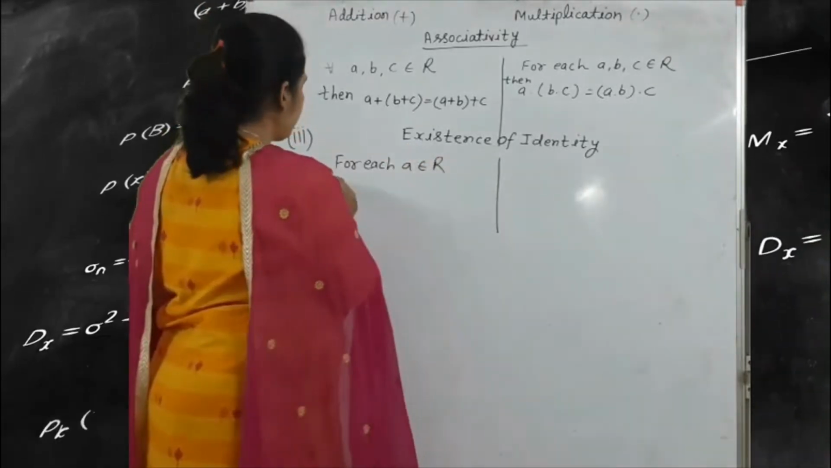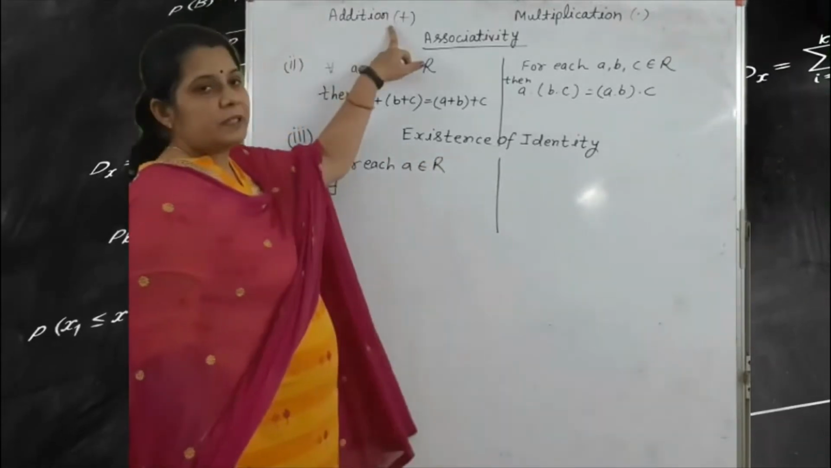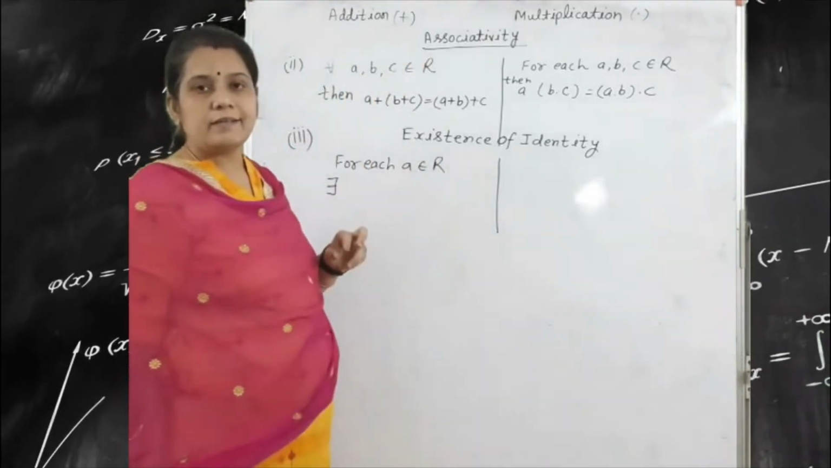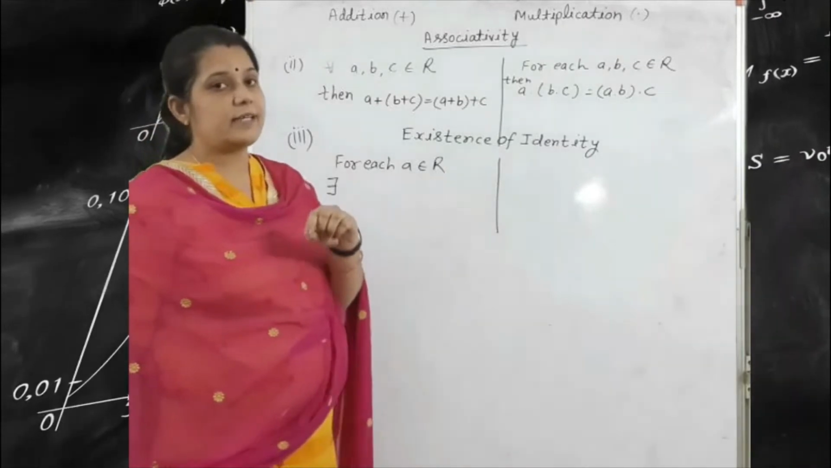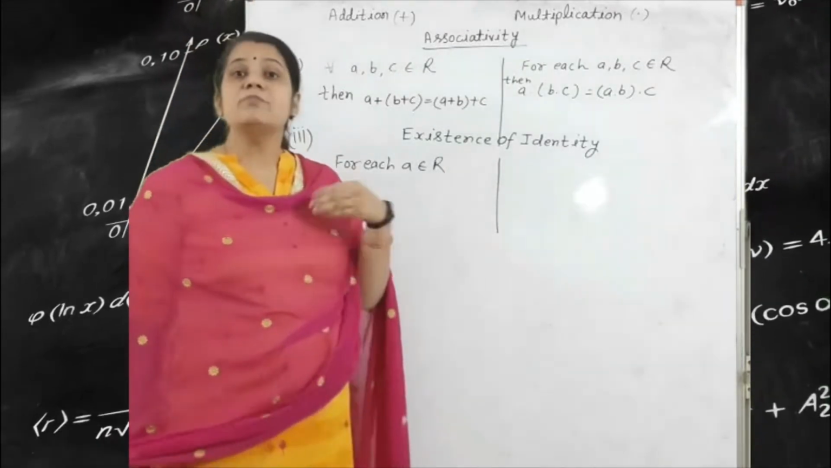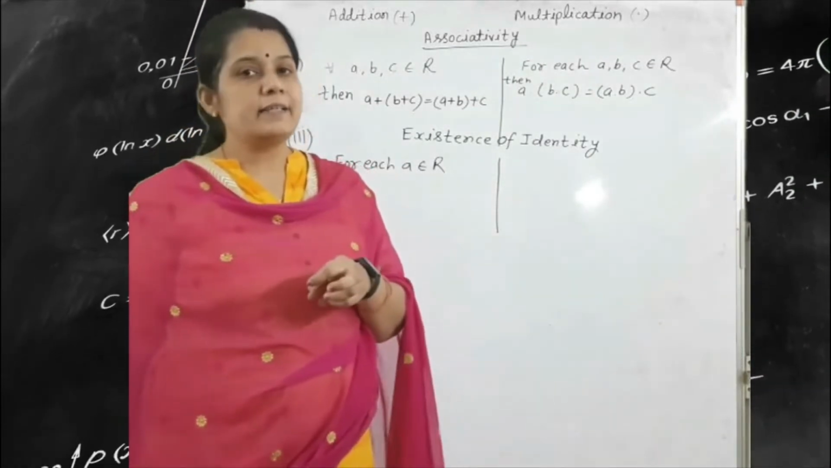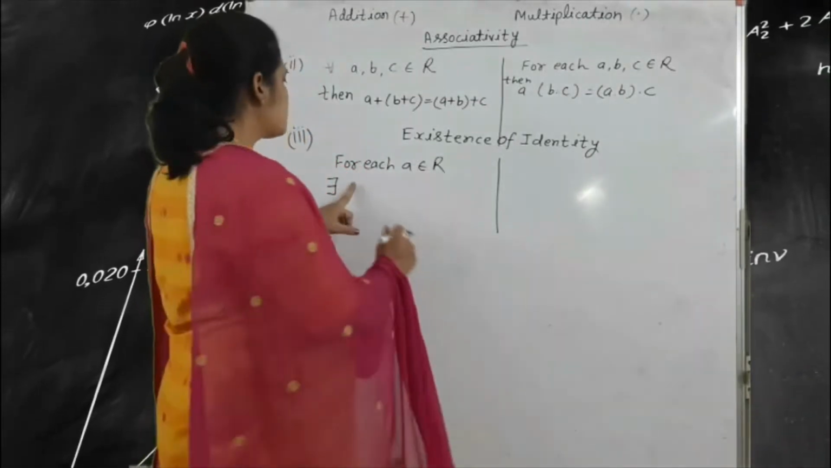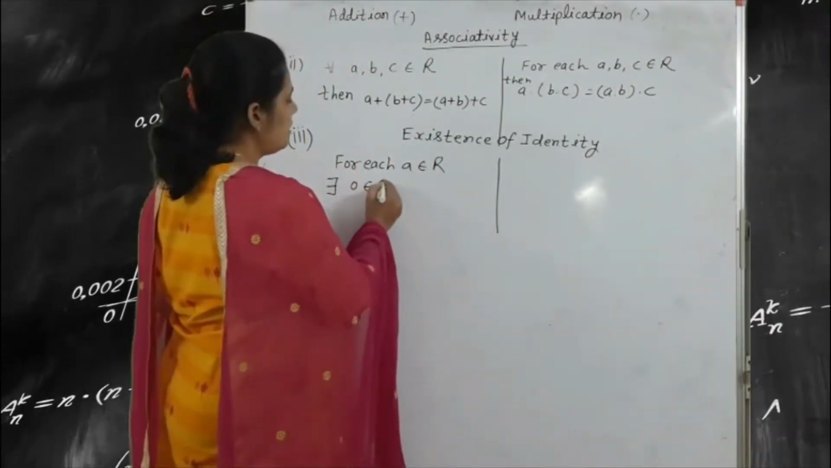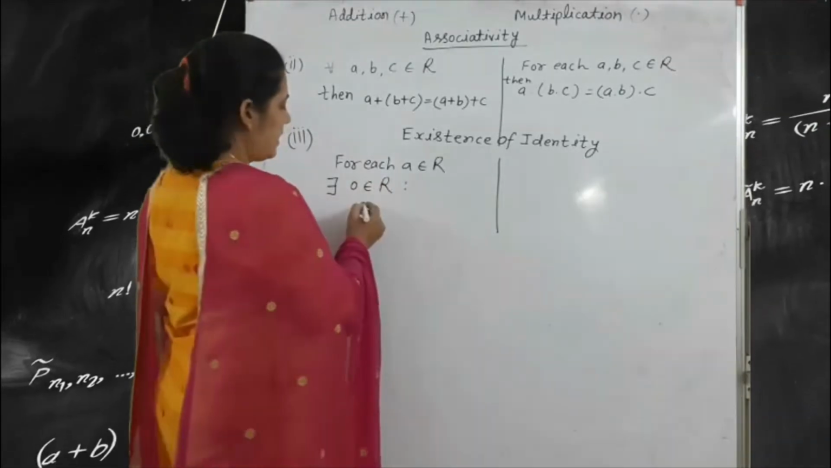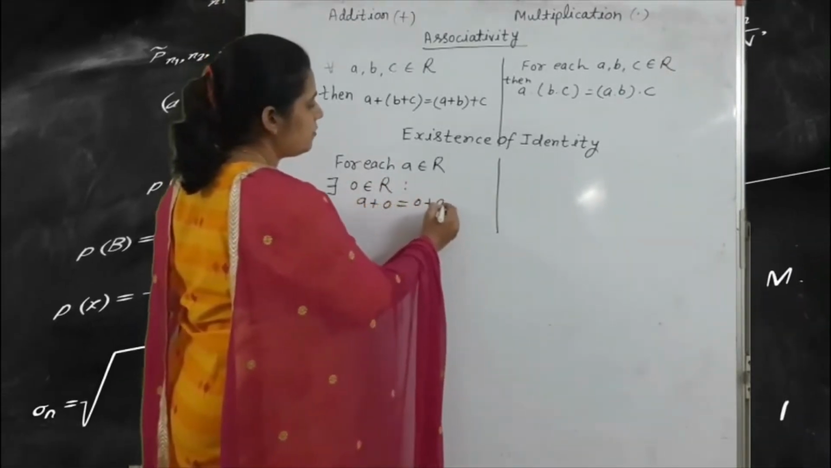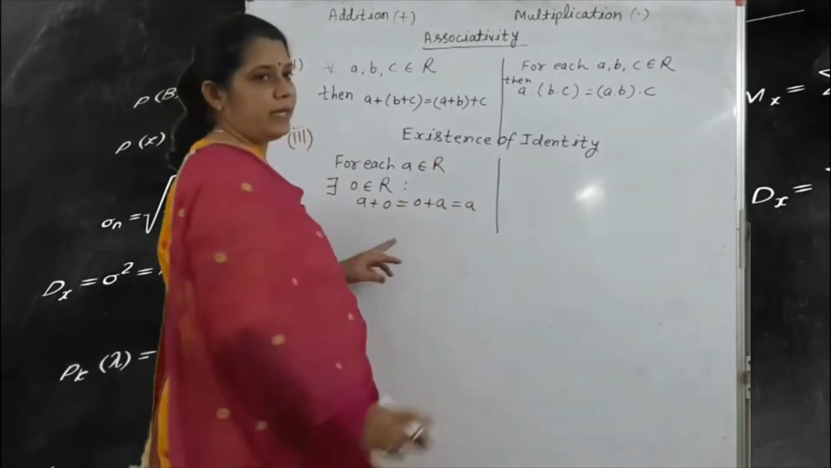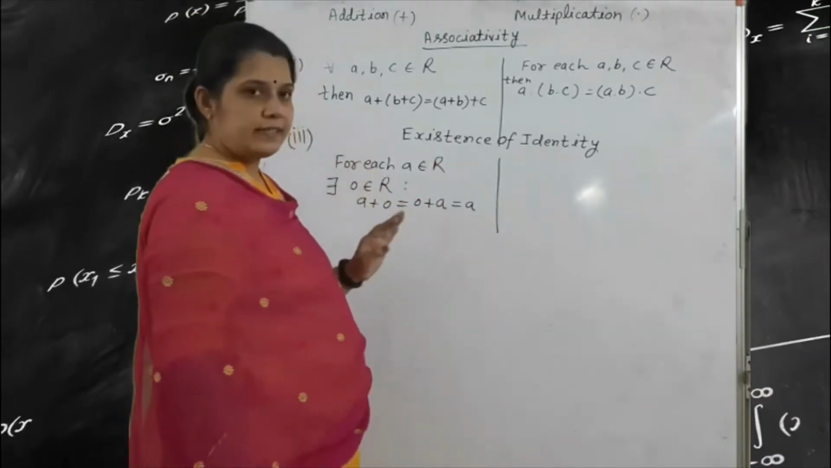Okay, there exists. So this is the multiplication. So what is the identity element? According to addition, the identity element is 0. And according to multiplication, the identity element is 1. Okay, so there exists 0 belongs to R such that A plus 0 is equal to 0 plus A is equal to A. This is the identity property.